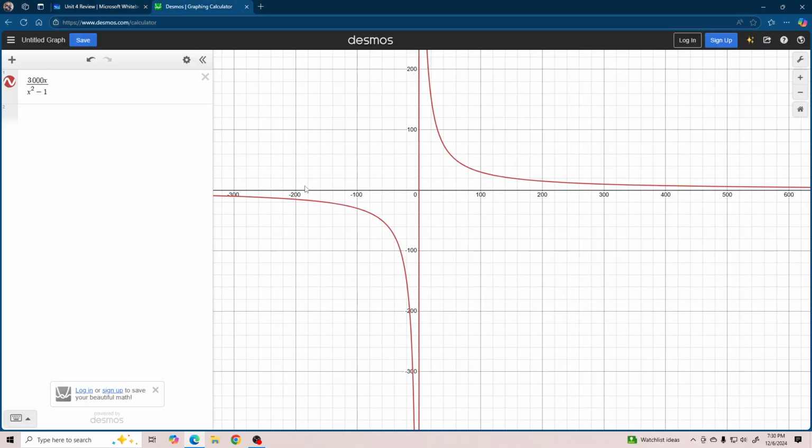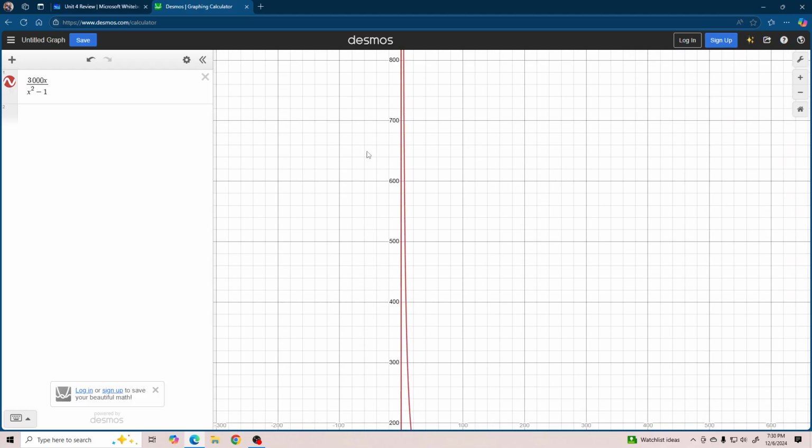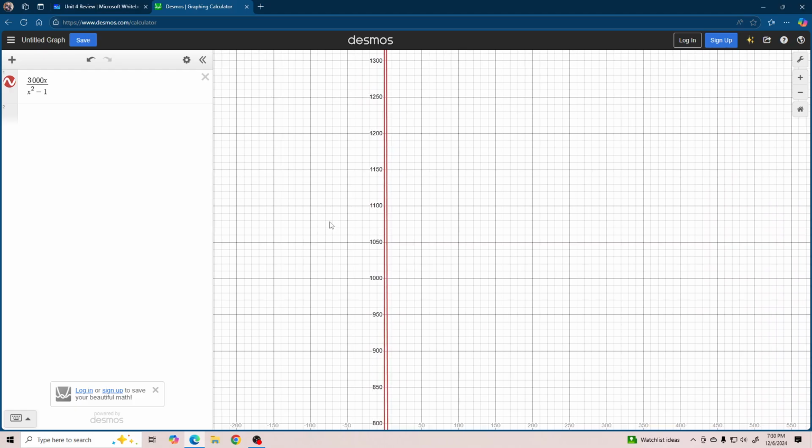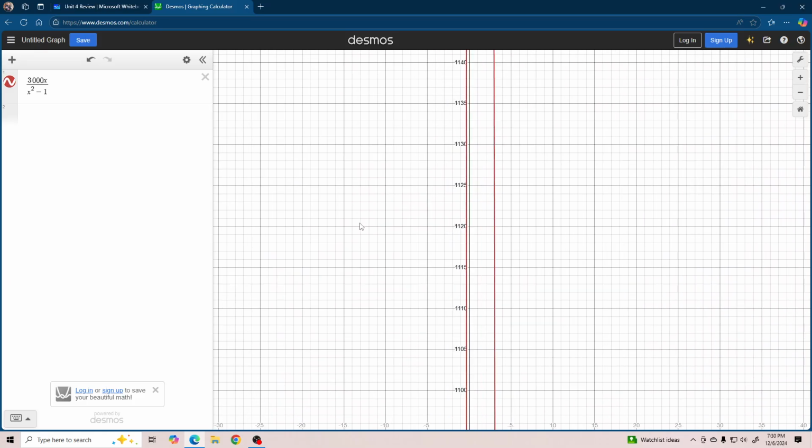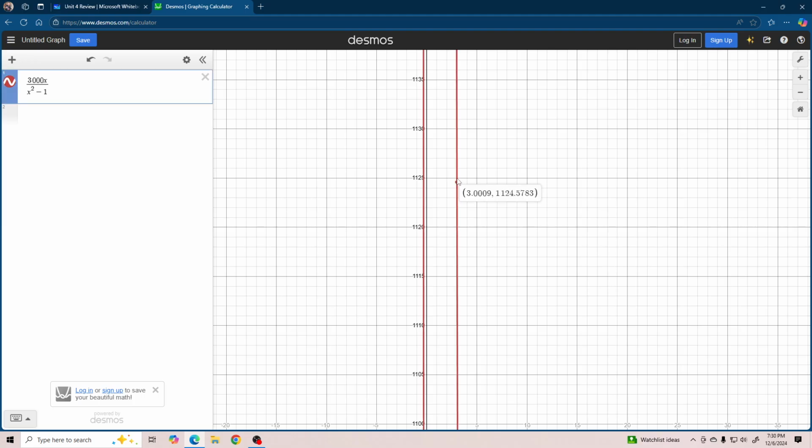So I've already taken the liberty of graphing it here. And now we're going to say, okay, where Y equals 1,125, let's go up here, 1,100, we're getting there, 1,125, looks like the answer is, almost.